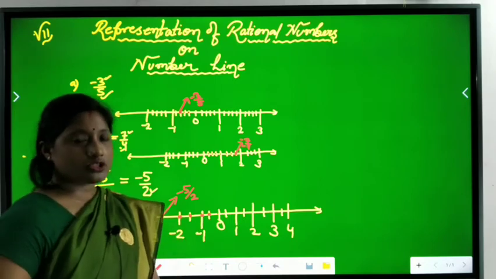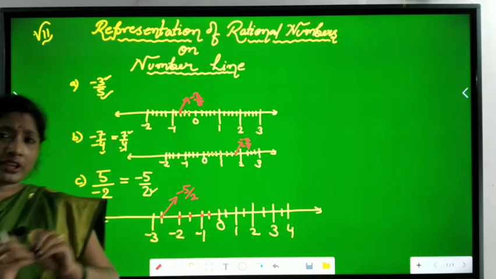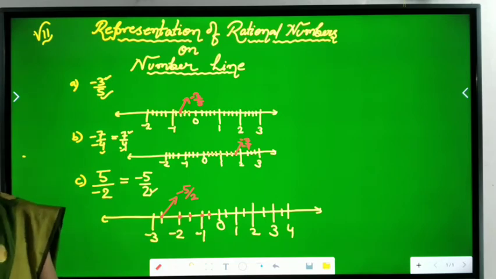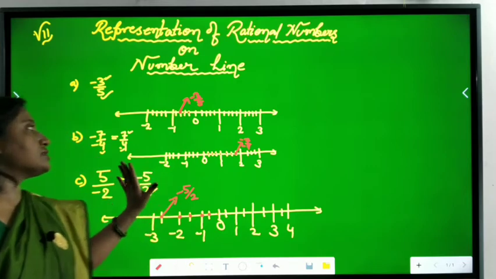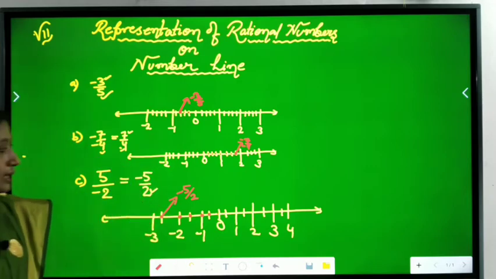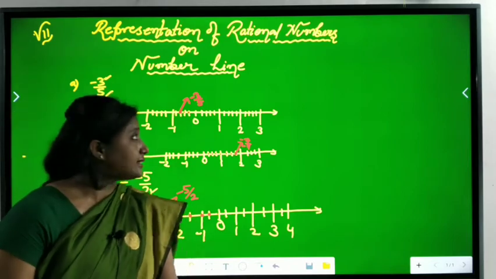There are different methods of representing it. If you have another method, if you feel that that method is easy for you, you can go for that one. Okay, but I think this is the best and the easiest method to represent a rational number on number line.